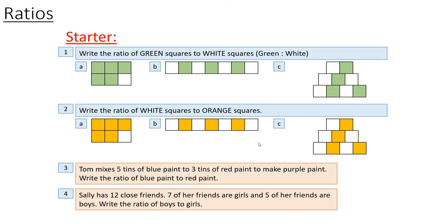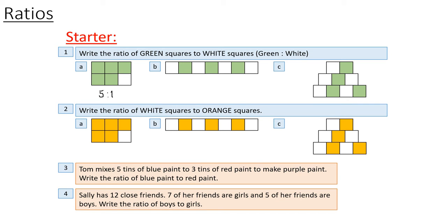Now, having a look at this starter, I'm going to go through the first one for you. So we've got write the ratio of green squares to white squares. So you're going to be in green to white. So for the first one, we've got how many green squares? 1, 2, 3, 4, 5. So 5 green squares to 1 white square. So that's how we'd write it.